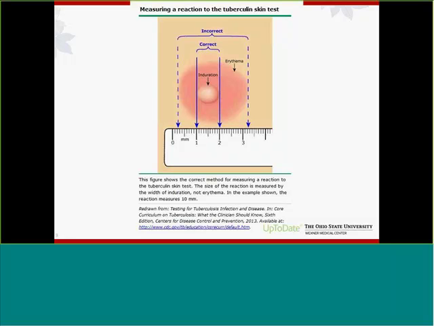There are tables that you can look up to see that. I'm not going to go into that in great detail in terms of which size of induration regarding which risk factors. But at this level, at 10 millimeters, the sensitivity is about 80% overall, and the specificity is about 97%. So this is really a pretty good test at this level. And that's what we're going to use when we compare it to the various interferon gamma tests that we're going to be looking at as well.